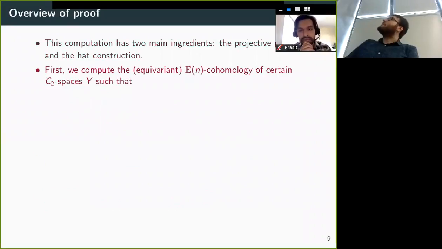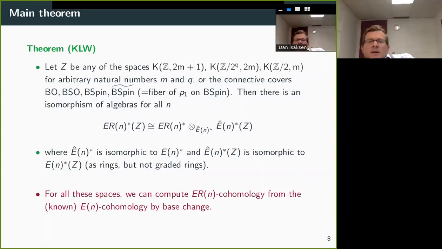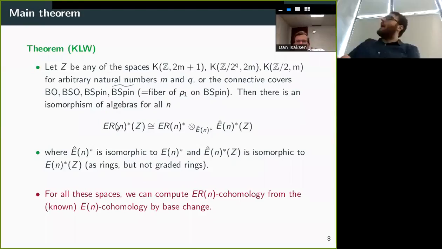I've got a question also. Yes, perfect, this formula. So this base change formula for ERn star of Z, I don't quite understand the hat thing yet, but it suggests that all of the information in ERn star of Z is really in E hat n of Z to begin with. Is that right? Yeah, I think that's the right idea. Yeah, I think to a point.